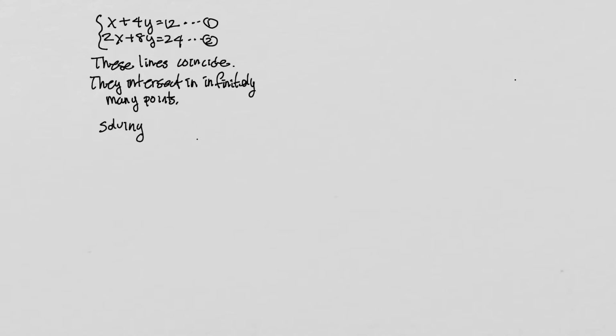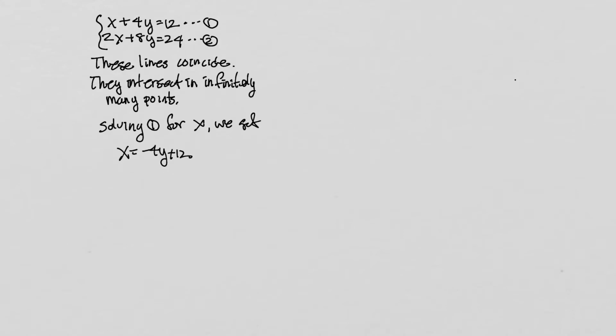I think it's easy to see that if we solve equation 1 for x, we can solve this easily without getting any fractions, right? We'll just subtract 4y from both sides and we'll get x equals negative 4y plus 12. No fractions, easy to work with. So solving equation 1 for x, we get x equals negative 4y plus 12.